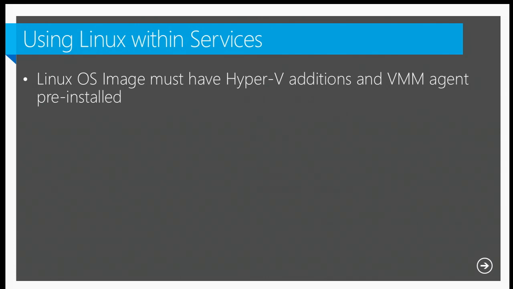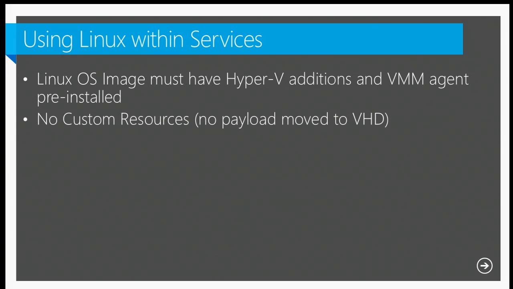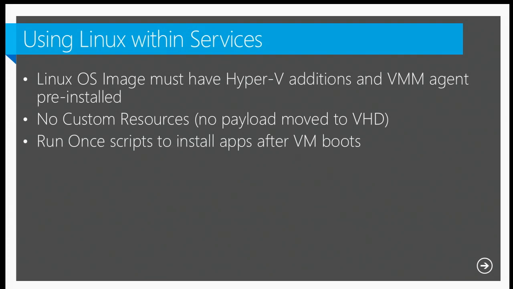So you can basically build everything, get the machine running, have all its payloads, run any kind of updates you want to, and then just shut the machine down. Then you could just take that VHD and drop it into your library as your sort of base Linux install image. There's no custom resources available with Linux. The payloads have to be baked into the disk file, but there are run1 scripts to install after it boots.